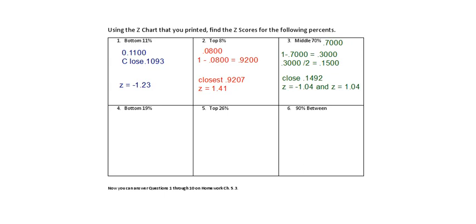Okay, number 4, bottom 19%. Well, first of all, 19% is the same as saying 0.1900. Next, we want to look it up. You're not going to find 0.1900, but the closest to 0.1900 is 0.1894. And the z-score for that is negative 0.88.